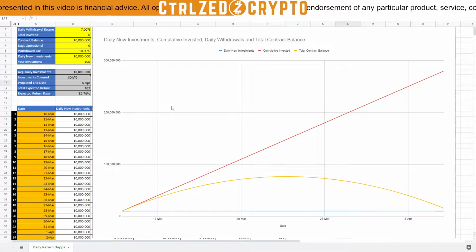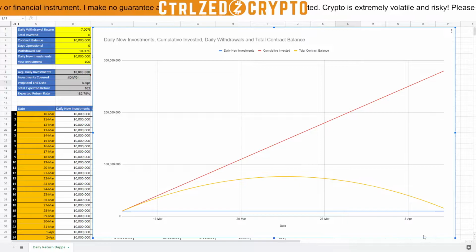So I'm going to look at what I've shown in the past, the model that I'm building around these ROI DApps. Basically this model is the lifespan, the life cycle of an ROI DApp. The x-axis at the bottom shows time, from the beginning of the contract to the end of the contract. The red line shows the amount of money that's invested. So every day people are putting investments in, and the total invested goes up in a kind of straight line, assuming an equal amount of money is going into the contract every day.